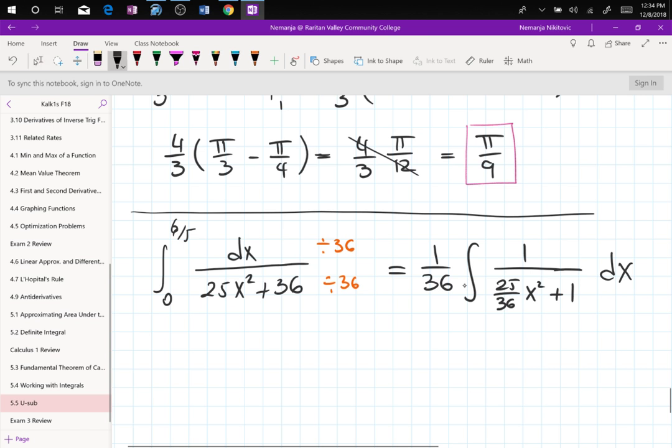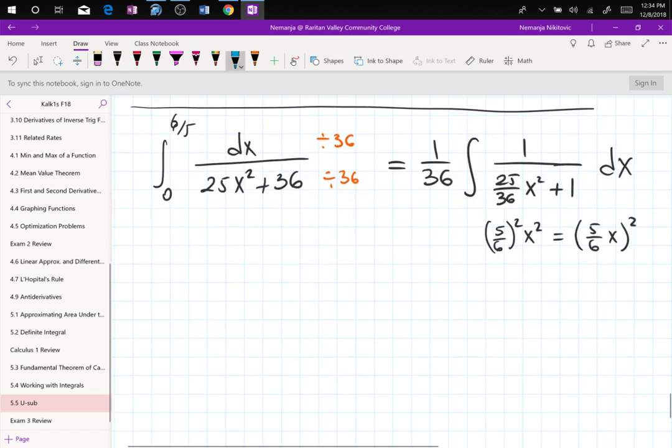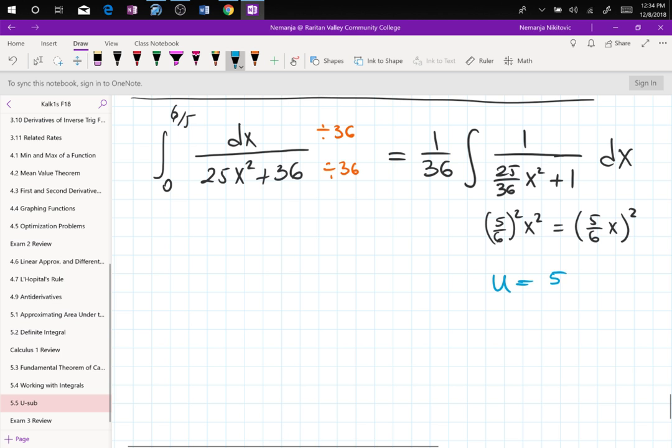Now we do the same trick. This is 5 over 6 squared x squared, which is 5 over 6x everything squared. And that's how I know what the u is. u is 5 over 6x, which means that the du is 5 over 6 dx. I don't have 5 over 6, so we are going to add in 5 over 6 and 6 over 5 on the outside to balance it. So now these guys cancel.